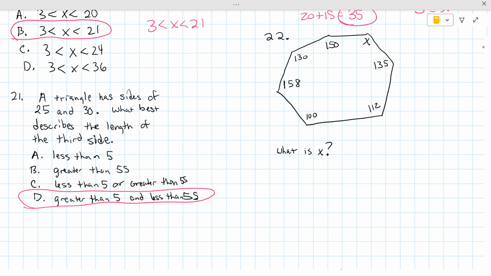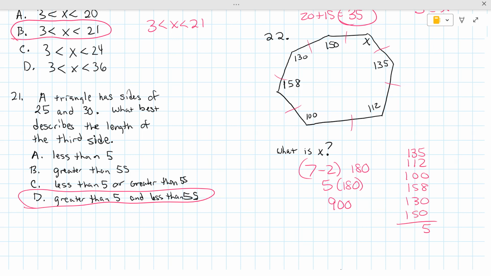How many sides does this have? 1, 2, 3, 4, 5, 6, 7 sides. So to find x, we take 7 minus 2 times 180, which is 5 times 180, which is 900. And then we take the other sides and add them up. We take 135 plus 112 plus 100 plus 158 plus 130 plus 150.